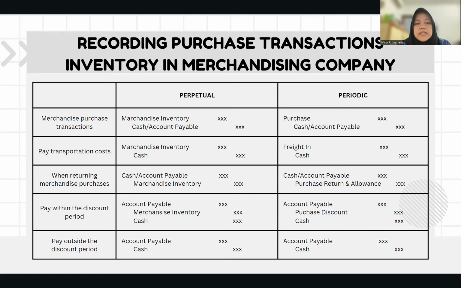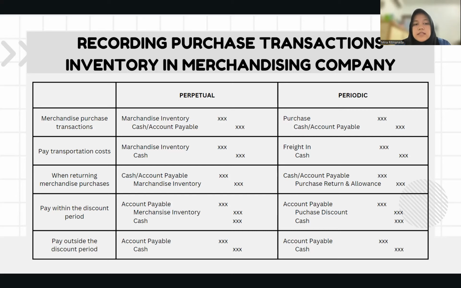When returning merchandise purchased, it will be recorded in the perpetual system as follows. Cash will increase if purchased in cash, or accounts payable, if purchased on credit, will decrease on debit, and merchandise inventory will reduce on credit. For the periodic system, it is the same as the perpetual system in the debit section. The only difference is the account in the credit section, namely purchase returns and allowances.